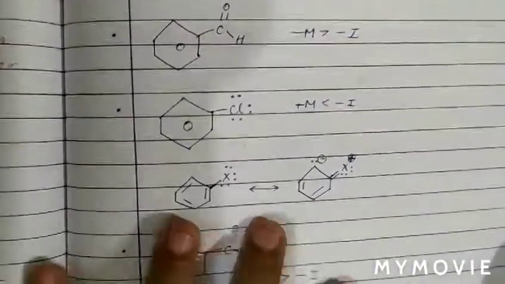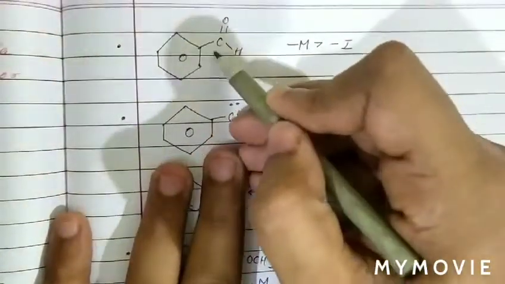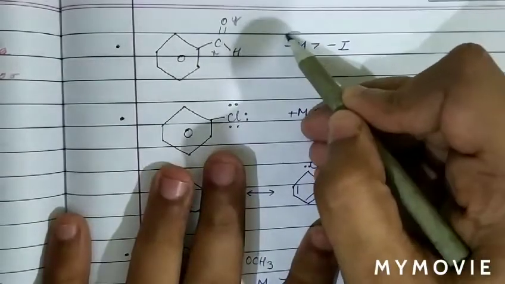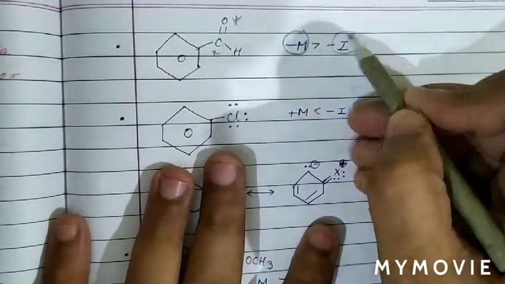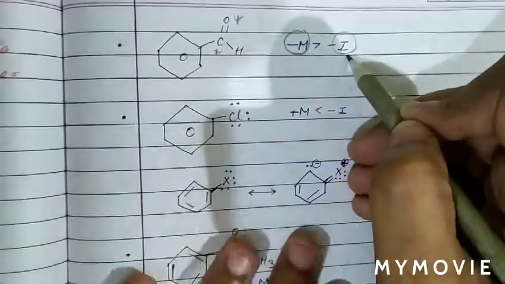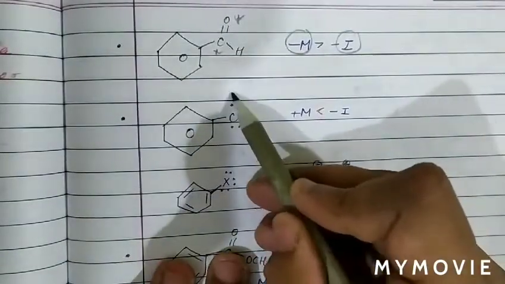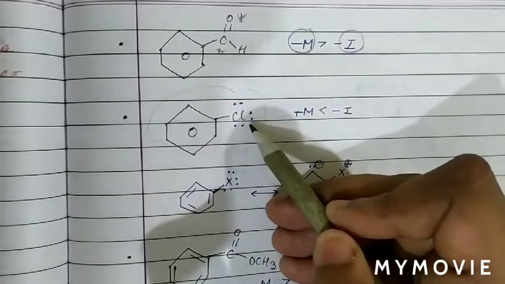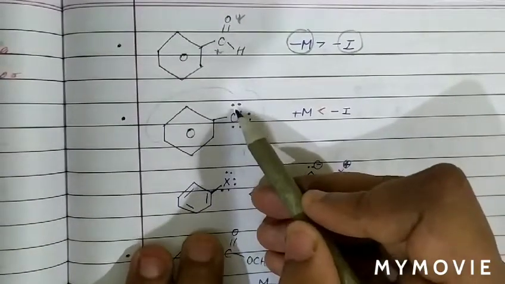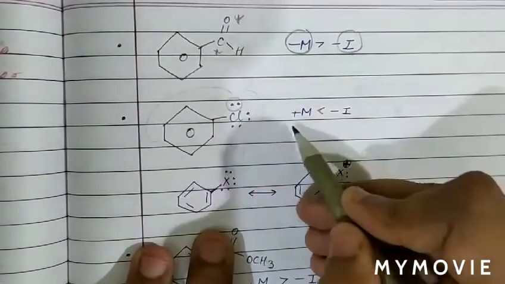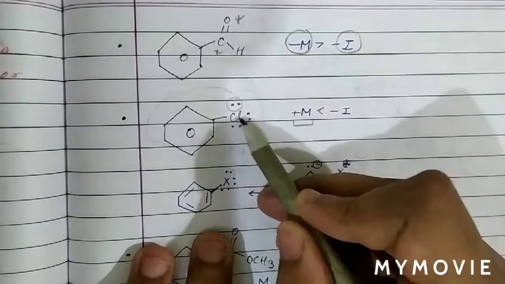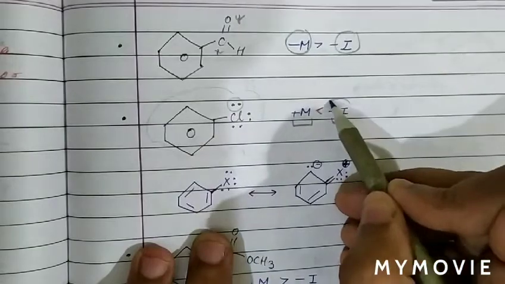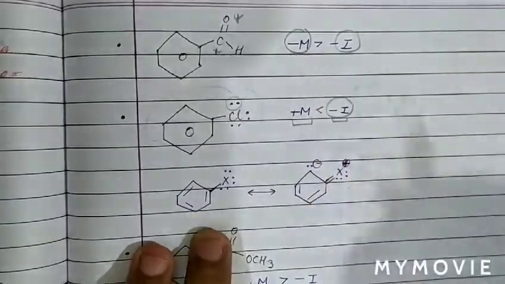The next is, we can see X, Y, and electronegativity of Y is more than X. So it can behave as both minus M and minus I, but minus M is stronger than minus I. Now see the next. This case is very important. When there is haloarene, we can see lone pair is present, so it can behave as plus M, but it can also show minus I. But in case of haloarenes, the minus I effect is more powerful than plus M.